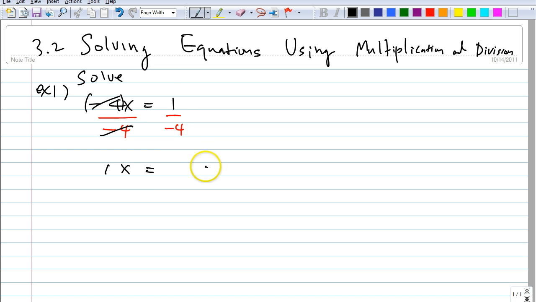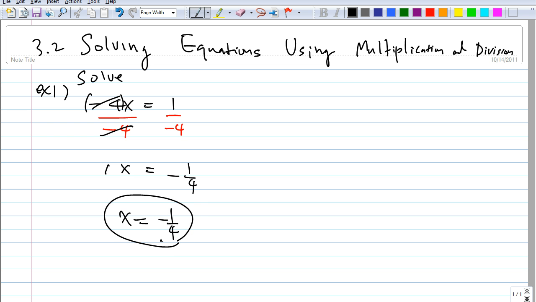Yes, sir? 1/5. You could write it as a decimal. I like fractions, so just write it as a fraction. What would that be? Aaron? Negative 1/4 is correct. Because you know that the negative could be right in the middle or on the top. It doesn't matter. So you get x equals negative 1/4 is your answer.